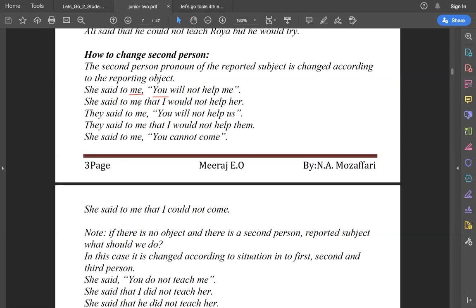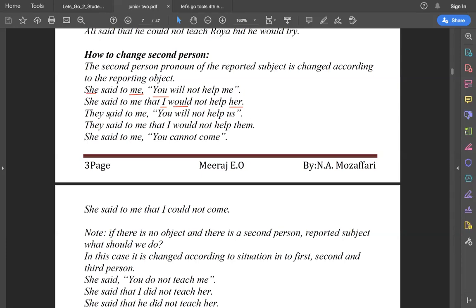She said to me that, so you is changed according to the object. So what's our object? Me. What's the subjective form of me? I. That I would not help me. So me is what? Me is the objective pronoun of first person. So me should be changed according to what? According to the subject. So what is the objective form of she? Her. She said to me that I would not help her.